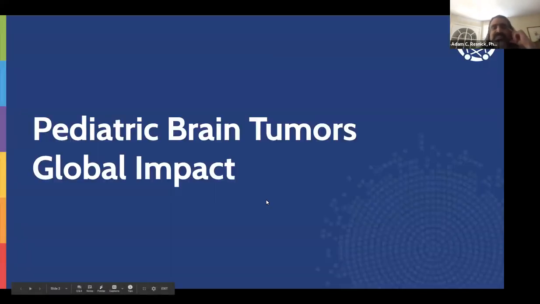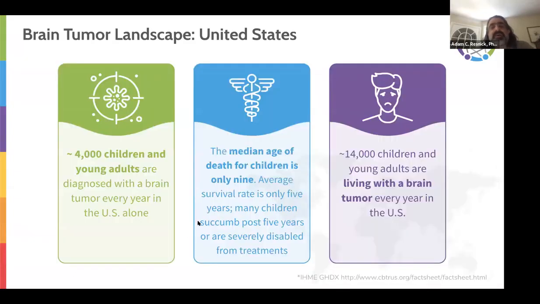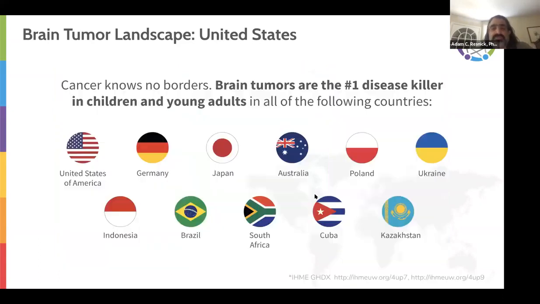So pediatric brain tumors really present a tremendous challenge on a global scale. The landscape within the United States really is such that, and most people don't recognize this, pediatric brain tumors are the most common cause of cancer-related death in children. But this is true in a variety of different contexts that span into the young adult age. More than 4,000 children and young adults are diagnosed with brain tumors every single year. The median age across these patients is only 9 years old for those who succumb to their disease. And in totality, on a yearly basis, there are more than 14,000 children currently living with brain tumors.